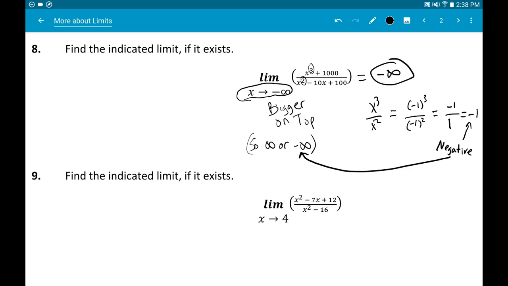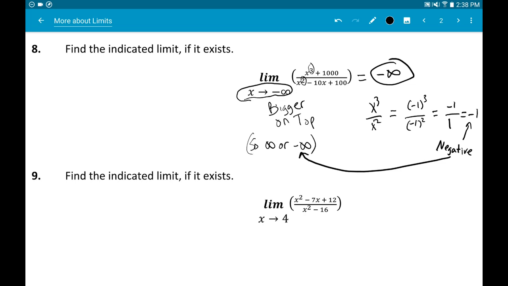Okay. If the limit where x approaches positive infinity, the only thing I'd have done different is instead of plugging negative 1 in, I'd have plugged in positive 1. And I'd have got my sign. And so that's all you're trying to figure out in the bigger on top cases.